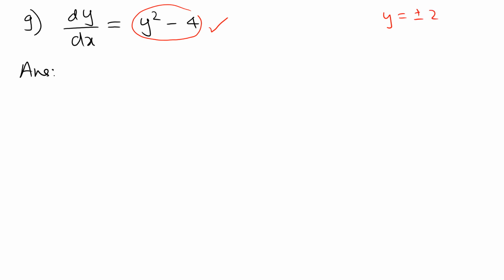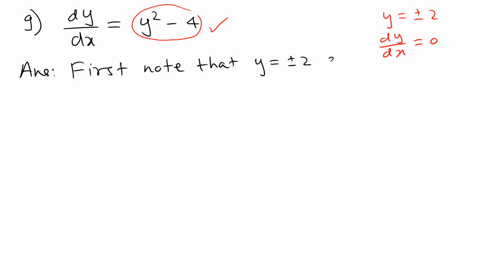When you plug in y equal plus or minus 2, the right hand side is clearly 0, and if you take the derivative of the constant, it's also 0. That means you get 0 equals 0 on both sides. That means y equal plus or minus 2 are solutions. So we can write that first. First notice that y equal plus or minus 2 are solutions. It satisfies the equation. These are what we normally call the constant solutions.